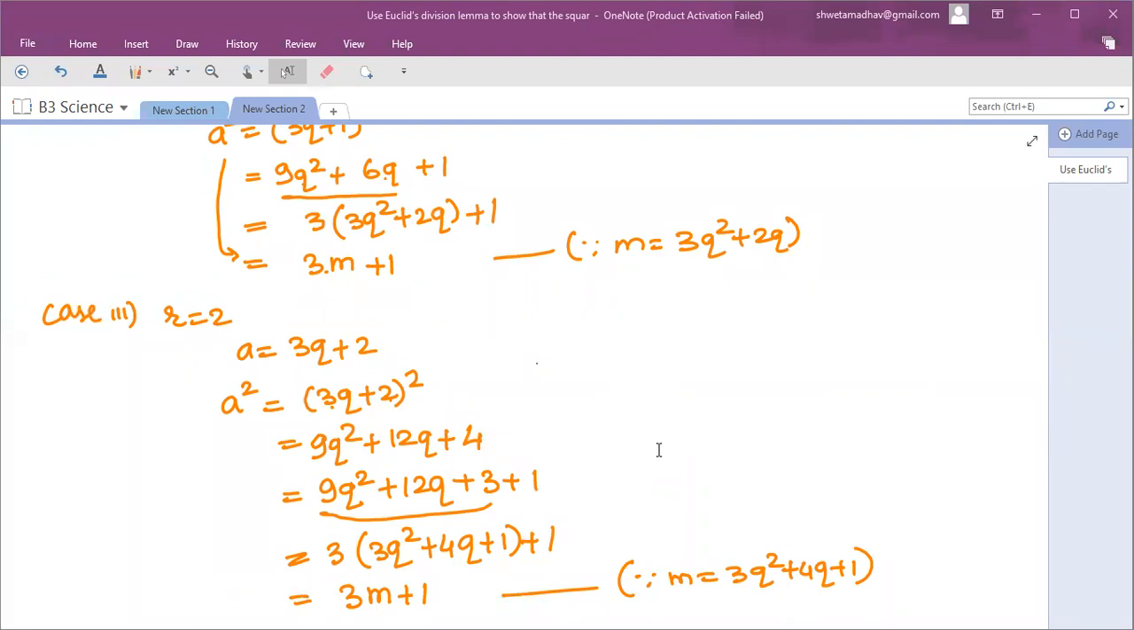Ma'am, will there be big questions, like where my exponent is 5 or something? No, no, no. They are not. Only till cube.